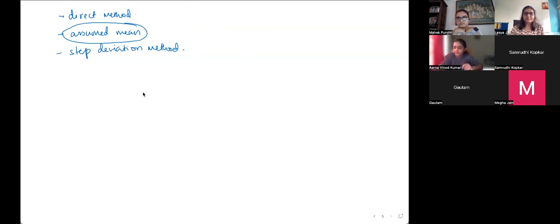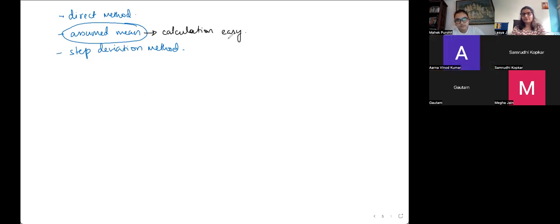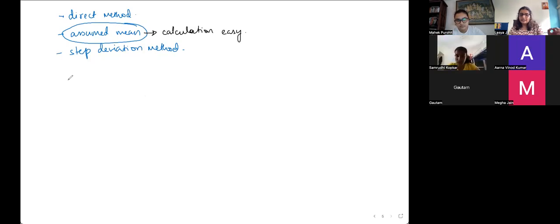So in the assumed mean method, the final step remains the same. You still have to add your fx values, and you still have to divide. It's just that you assume what the mean is and then do extra steps. The whole point of why this method exists is to make calculations easier. So you use this particular method if your numbers are not very simple.